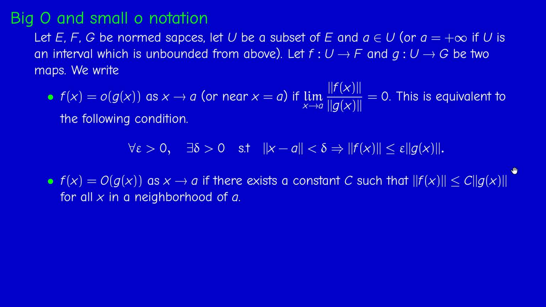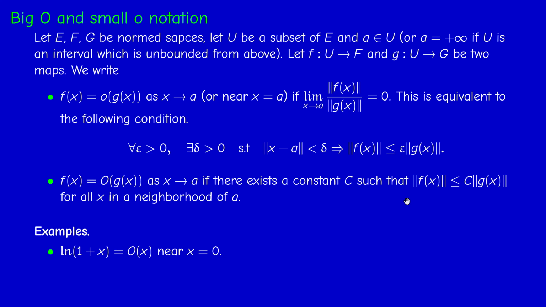Okay. And big O notation, we say that f of x is a big O of g of x as x tends to a, or near x equal a, if there is a constant c, independent of x, such that the norm of f of x is less than the constant c times the norm of g of x. So the ratio is bounded, if you like. So small o means that the ratio tends to 0. Big O means that the ratio is bounded. So they are very, very useful notation in asymptotic analysis.